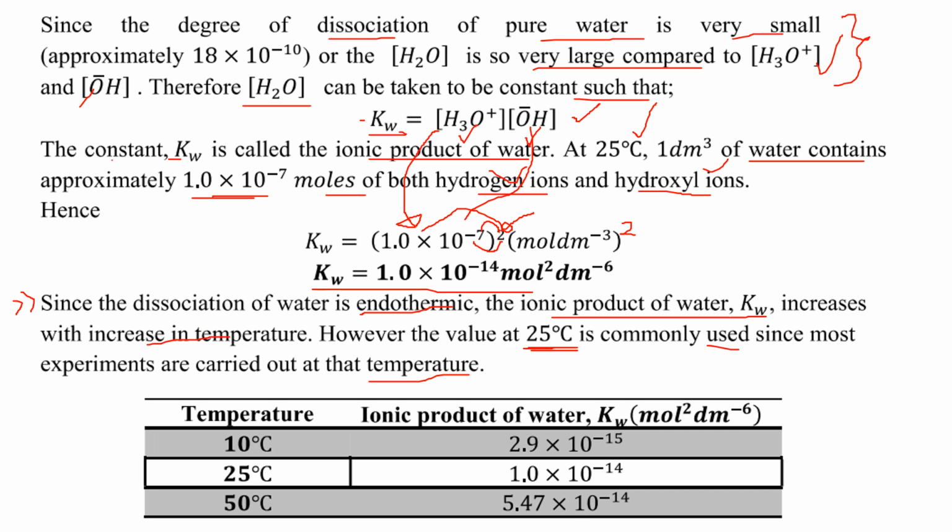At 10 degrees Celsius, the ionic product of water is this, 2.9 × 10^-15. At room temperature, the ionic product of water is 1.0 × 10^-14, which is the one which is acceptable. That's why it's in white. And then at 50 degrees Celsius, the ionic product of water is going to be 5.47 × 10^-14. Now this is not relevant and you're not going to be asked for it anywhere, but you must know the one for room temperature.